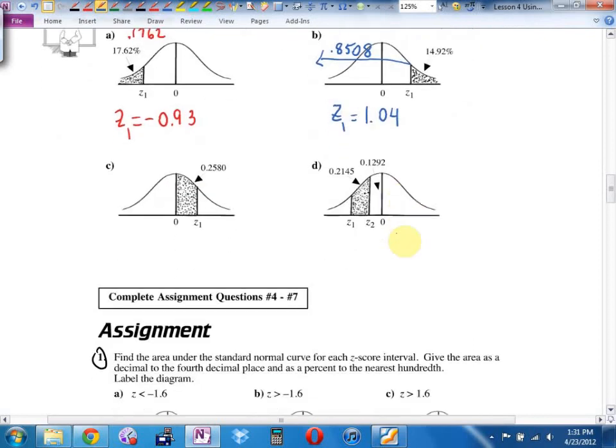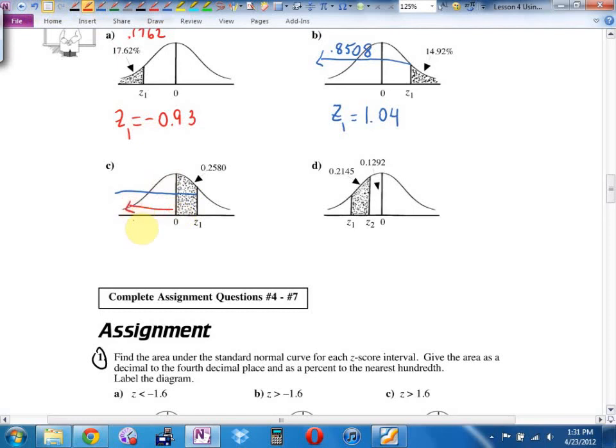C. How can I figure out what that area is? Do you know that area? 0.2580. How big is everything to the left of 0?